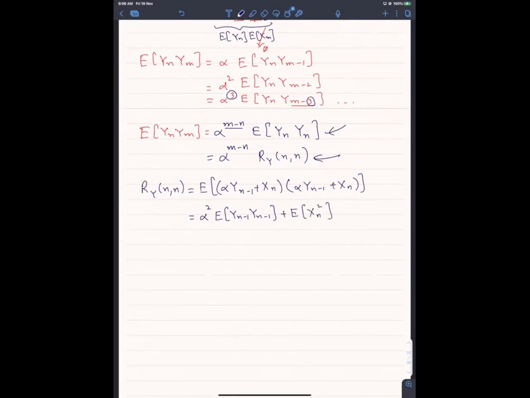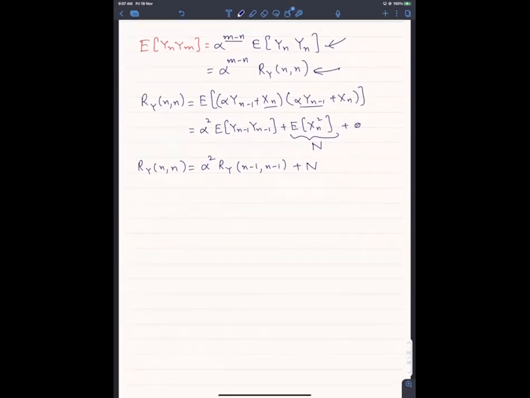cross terms will come: alpha y_(n-1) with x_n, and then another alpha y_(n-1) with x_n. And since these would be independent, the expected value of x_n comes in, plus 0, they all come out to 0. What is the expected value of x_n squared? This is sigma_n squared. Why? Because x_n is normal with mean 0, so this is simply the variance plus the square of the mean, and the mean is 0. So this would be sigma_n squared. So what do you have here? Alpha squared R_y[n-1, n-1] plus sigma_n squared. And what is this, R_y[n, n]? Oh, this again became recursive. This is recursive again.